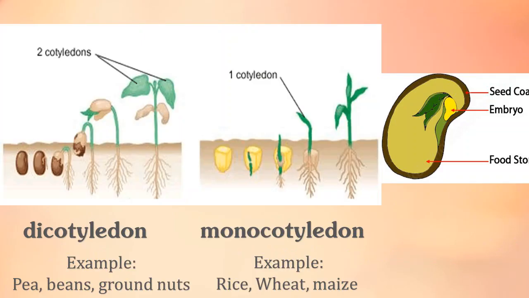In a simple way we can say that when we put a seed in water, if it germinates with a single leaf, it is called monocotyledon, and if it starts with double leaves, at that time we can say that this seed is dicotyledon. Examples of dicotyledon are pea, beans, groundnut, etc. And examples of monocotyledon are rice, wheat, maize. All types of cereal crops are examples of monocotyledon.